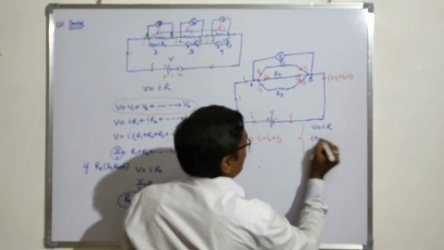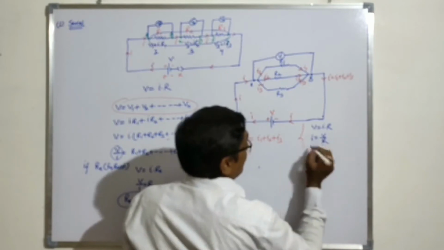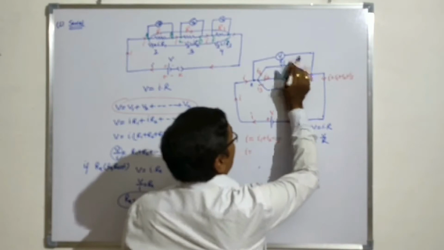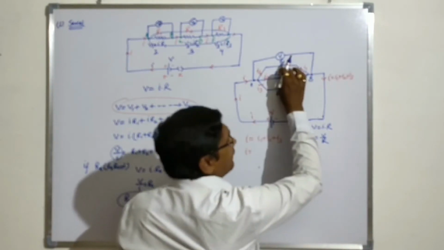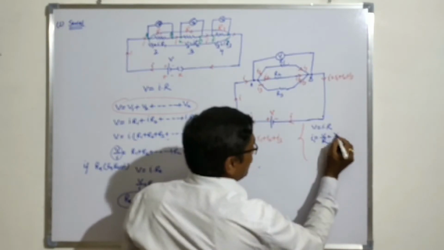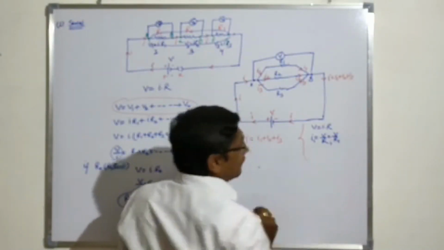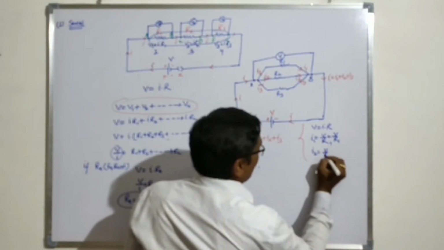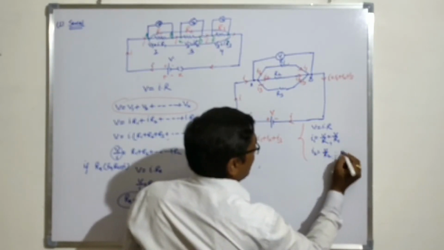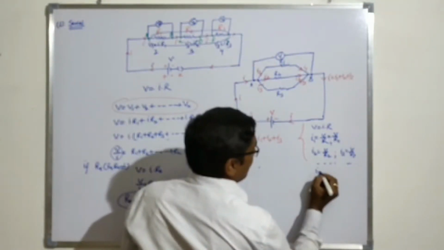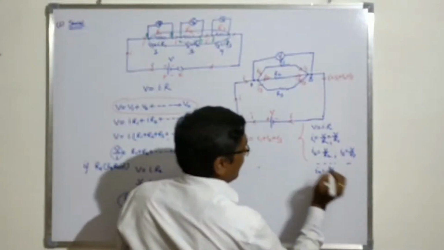So we can find I equals V by R. So I1, V equal at each resistance. For R1 it is also V, R2 is also V, and R3 is also V. So I1 equals V by R1. Similarly, I2 equals V by R2, I3 equals V by R3, up to In equals V by Rn.